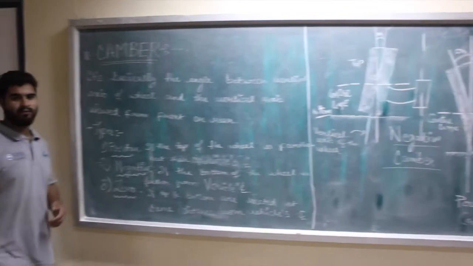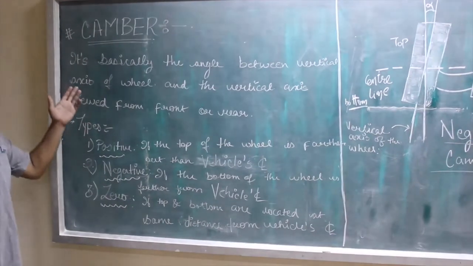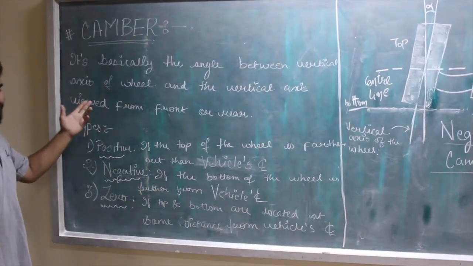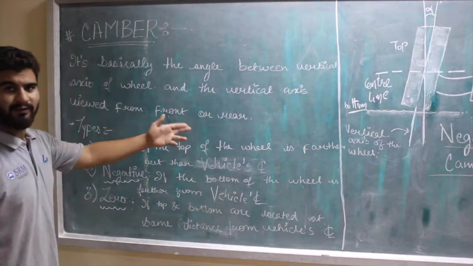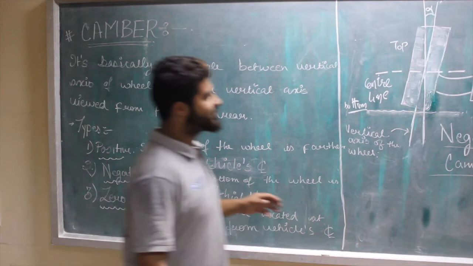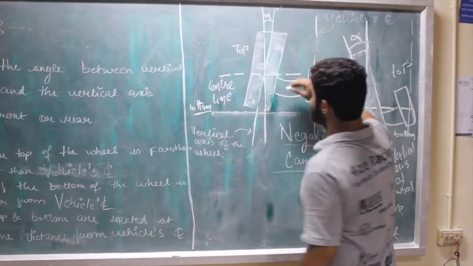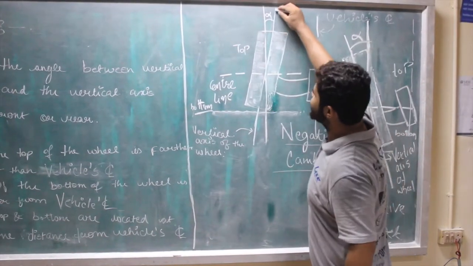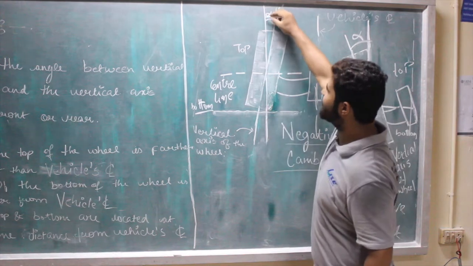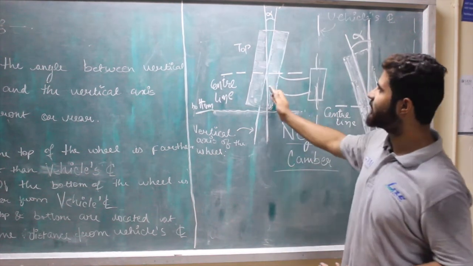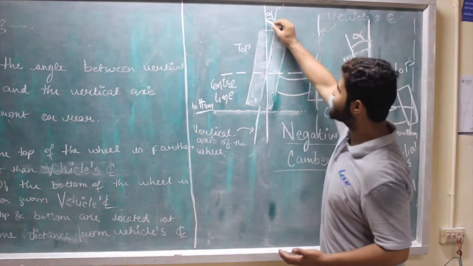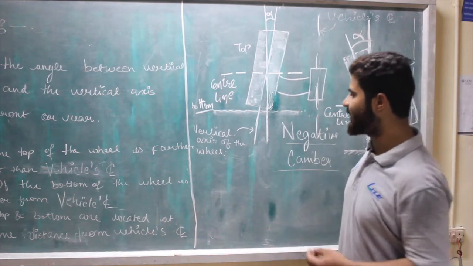The next part is camber. Now what basically is camber? It's the angle between the vertical axis of the wheel and the vertical axis viewed from the front or rear. If we come to this diagram, this is the tire, this is the vertical axis of the tire, and this is the vertical axis of the viewer, either viewing the tire from the front or rear. Then this angle is known as the camber angle.